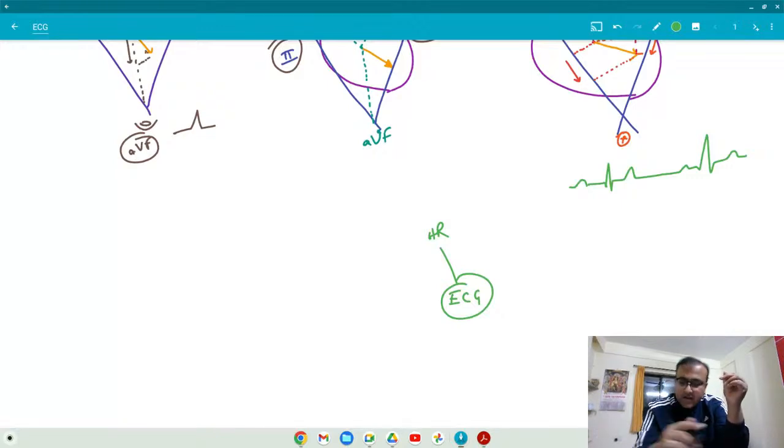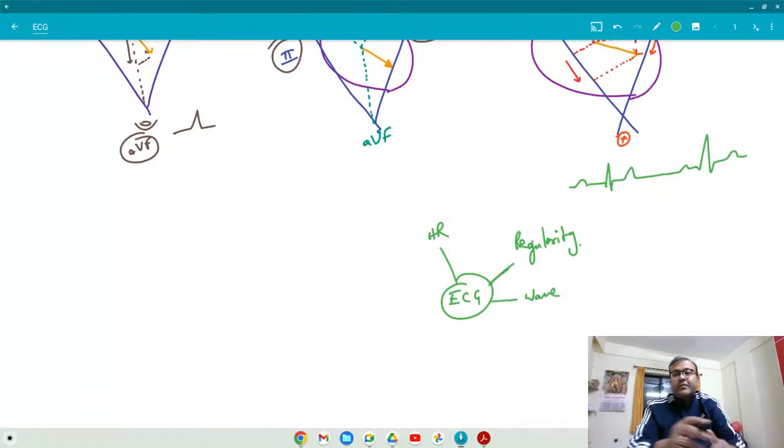So I can check the heart rate. Can you check whether the beats are regular or not? Or whether it is taking abrupt time, regular, irregular? We can check. Second thing, we can check the waves, just what we learned today and last class. We can check whether the waves are okay or not. Correct?